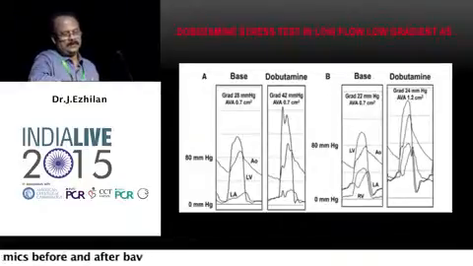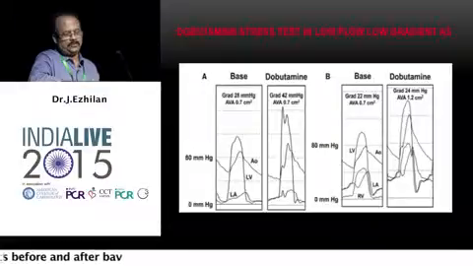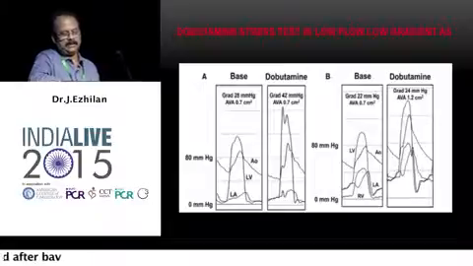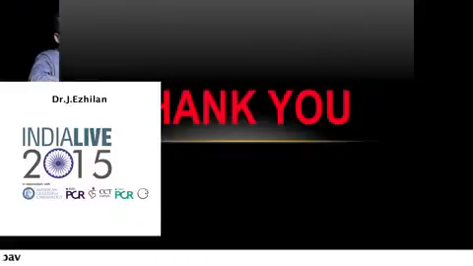On the other side, you can see the gradient is 22, aortic valve area 0.7. After dobutamine, the gradient increases only minimally to 24, but the aortic valve area is 1.0. So this is pseudo AS, and this patient can be left on medical management.